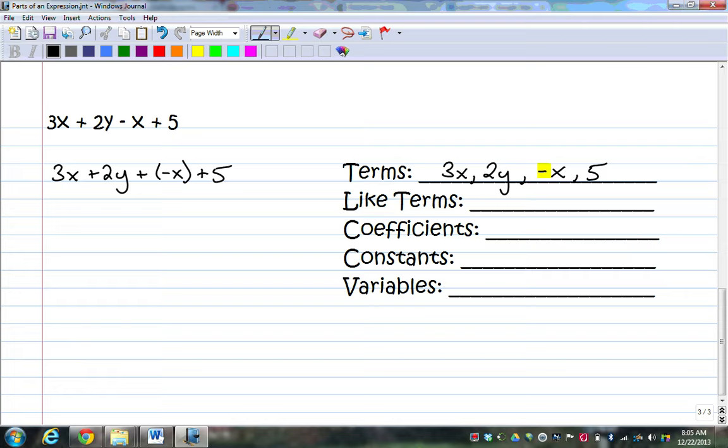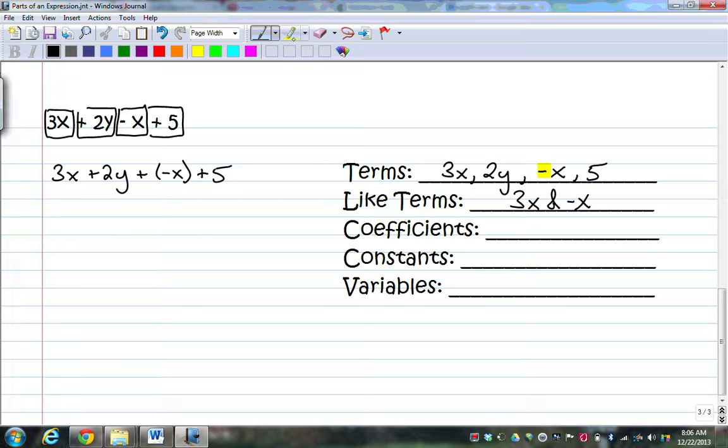Or what you could do is you could just look at it like this. You could say, you know what? This right here is the term, a negative x. This is the term, a positive 5. A positive 2y, and a positive 3x. You could look at that like that, okay? That, I think, is the easiest way, just to box it and then look at that as the sign, okay? So for my like terms, I have 3x and a negative x. That's all I have.